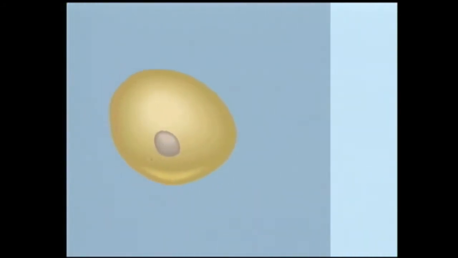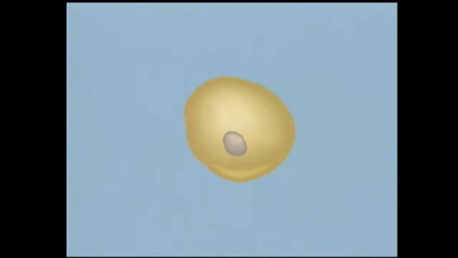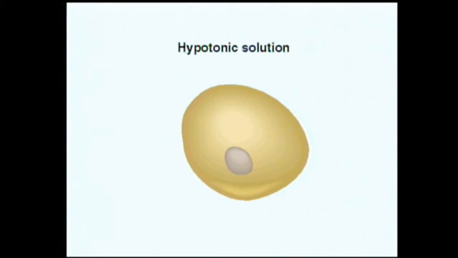A cell is placed in a hypertonic solution. The concentration of solutes in a hypertonic solution is higher than the concentration of solutes inside the cell. Water diffuses out of the cell. It shrivels and shrinks. Now think about a cell placed in a hypotonic solution.